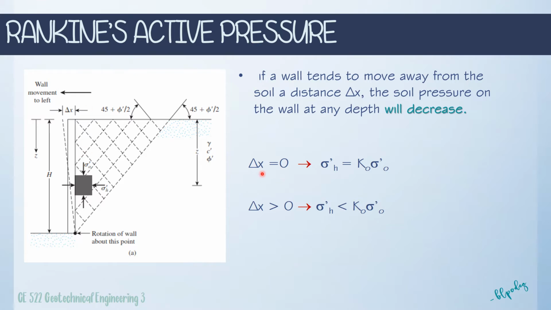So if the delta x is equal to 0, the effective horizontal stress is equal to the coefficient at rest multiplied by the vertical stress. So if the wall is not moving, it is static, delta x is equal to 0.